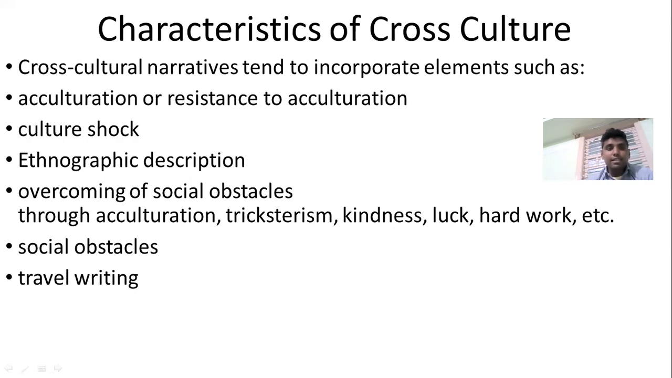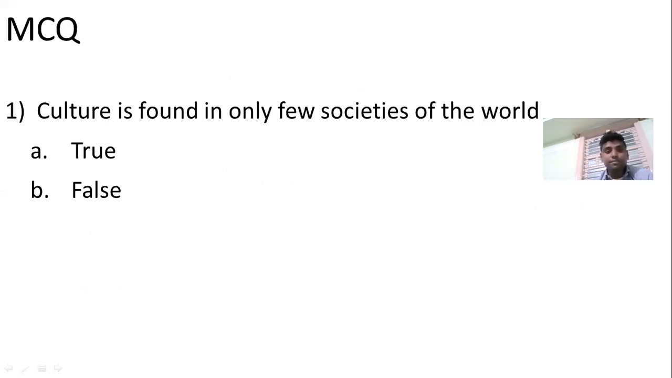And this is it, guys. Let us learn about the characteristics of cross culture once more. Cross culture narratives tend to incorporate elements such as acceleration or resistance to acceleration, cultural shock, which is very important to understand, ethnographic description, overcoming of social obstacles. Here, in cross culture, various business people from various backgrounds, countries, and continents come together, and through acceleration, tricksterism, kindness, luck, hard work, etc., they overcome the social obstacles. And you have travel writing as well.